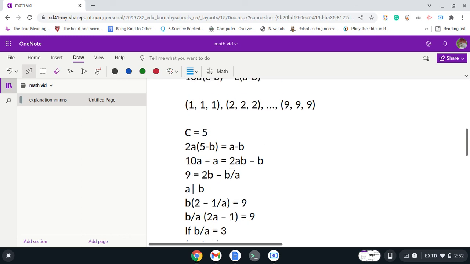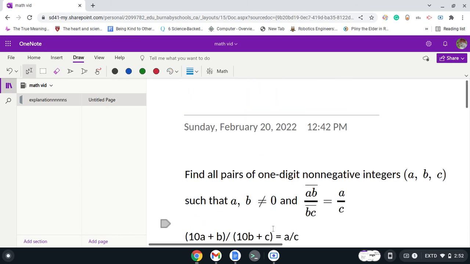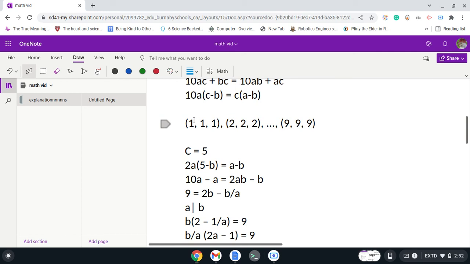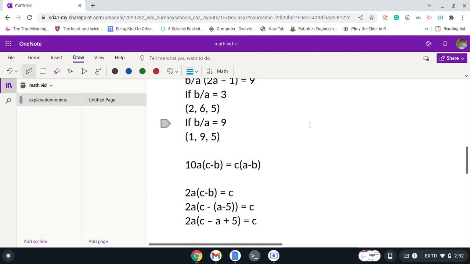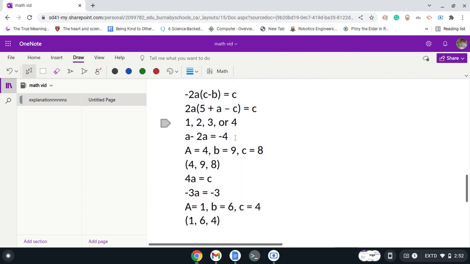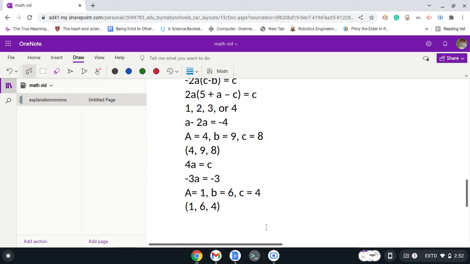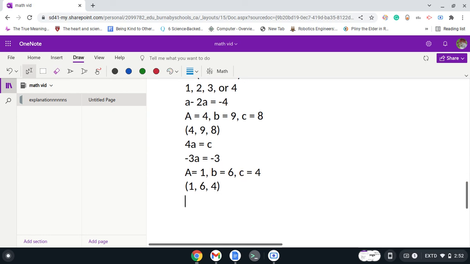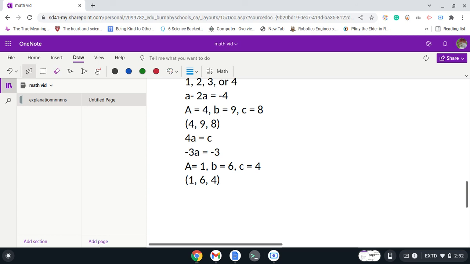So, our final answer is that the pairs are 111, 222, all the way to 999, and 265, 195, 498, and 164. And also, we can check that these pairs work, because, for example, with 1, 6, and 4, we have 16 over 64, and 16 over 64, we can cancel out the 6's, and it's 1 over 4. So, yeah.